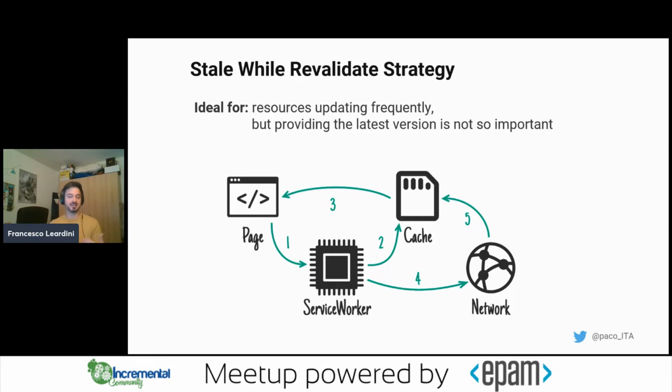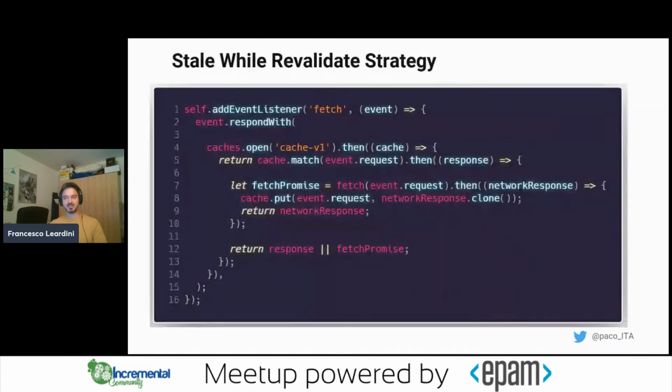This has the benefit that the next request intercepted by the service worker will be delivered with fresher, more up-to-date data from the cache. To implement this strategy, we need a little bit more code. Again, it's very simple, not very complex. We have to go over the network in parallel after serving from the cache. But there is a little bit of code we have to write.